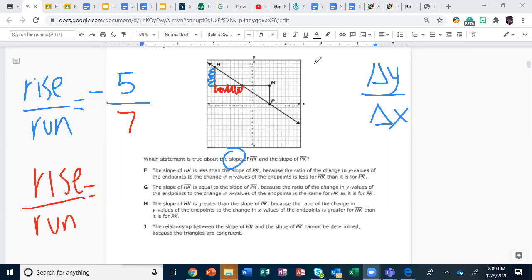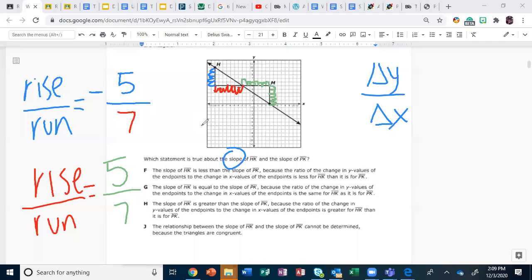So let's count how much we rise on this other triangle right here. So we can count from here. It's 1, 2, 3, 4, and 5, correct? How much we run? 1, 2, 3, 4, 5, 6, 7. 7. It has to be where the point goes, not where the line crosses.